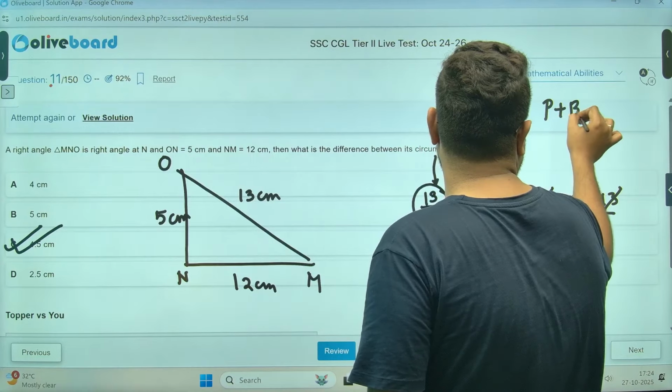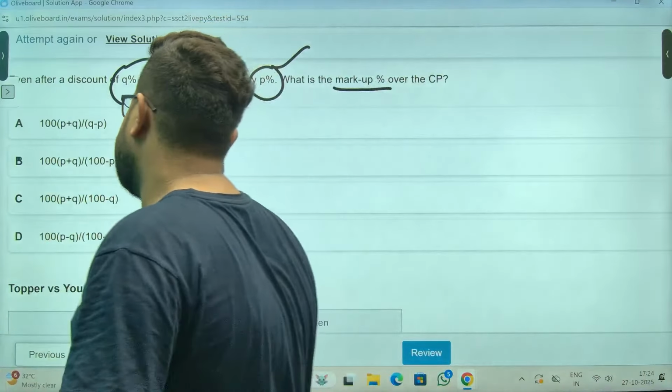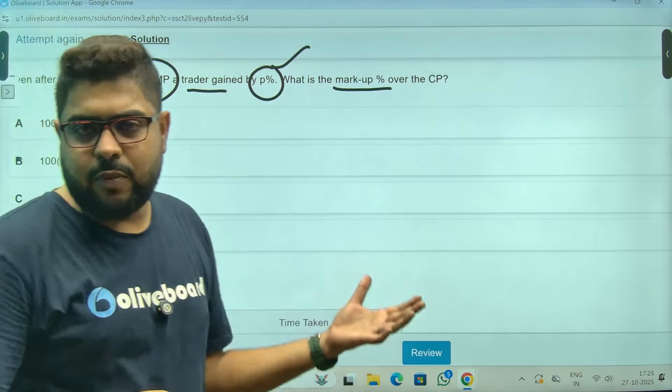Sir, this one, how to solve? One letter is missing. Even after a discount of Q% on MP, the trader gained this much. What is the markup percentage? Now again, sir, if you are okay with using formulas, go for formulas. But if you are not okay with using formulas, then how will you do it?